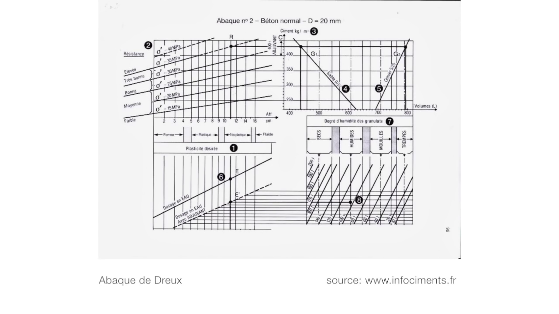The first important thing to say is about the concrete formulation model. For this app, we are implementing the Dreux-Gorisse abacus. It is a method that is widely used and very well known in France because it is reliable and because it is easy to use. I am not going to explain the different steps to get the concrete formulation, but you can Google it and you will see it's pretty understandable.